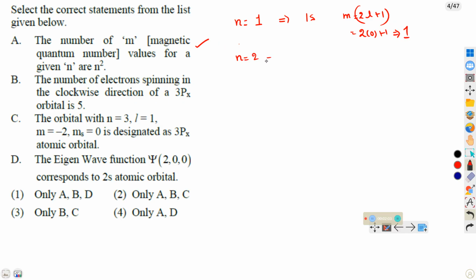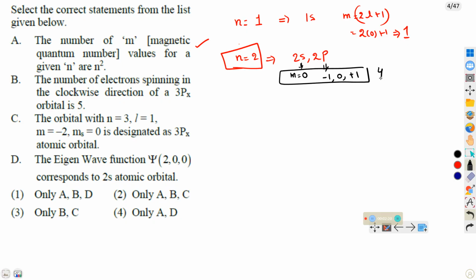Second orbit, 2s, 2p. N value 2, possible m values for s orbital, m value possible is 0, p orbital minus 1, 0, plus 1. Total possible values 4. N is equal to 3. 3s, 3p, 3d. Here one m value is possible, that is 0. Here possible m values minus 1, 0, plus 1. Here possible m values minus 2, minus 1, 0, plus 1, plus 2. Based on this, first option correct.